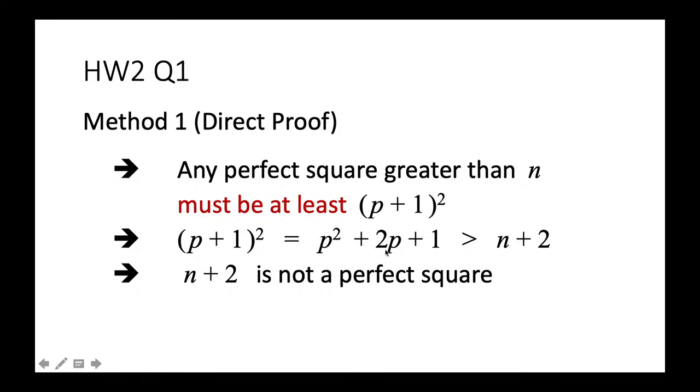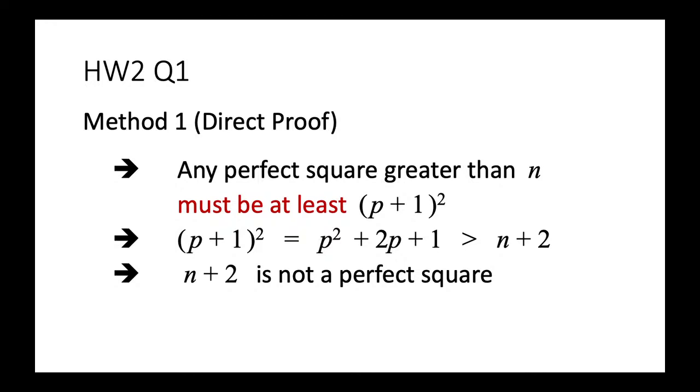So p is at least 1. Okay, so 2p plus 1 is strictly greater than 2. So what does it mean? It means that any perfect square must be at least p plus 1 squared, and it must be strictly greater than n plus 2. So in that case, n plus 2 cannot be a perfect square. Okay, so this is how we can show this question by a direct proof method.